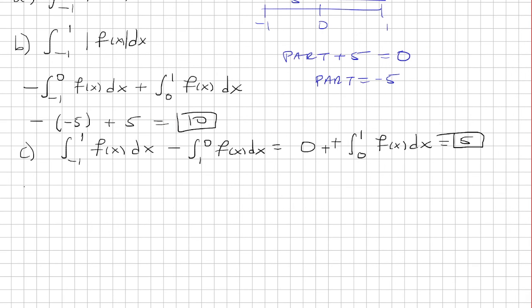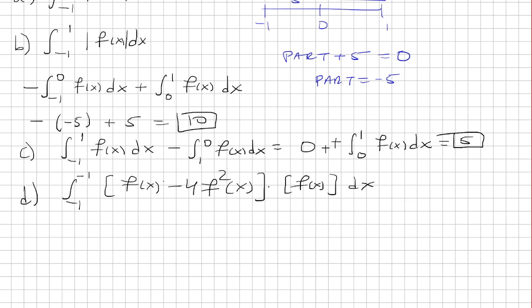Now lastly, for part D, we have the integral from -1 to -1 of f of x minus 4 times f of x squared times f of x. Well, this looks crazy because we don't know what f of x squared is. So you can't use any of the properties above, but what you have to use is the fact that you're taking the area from -1 to -1.